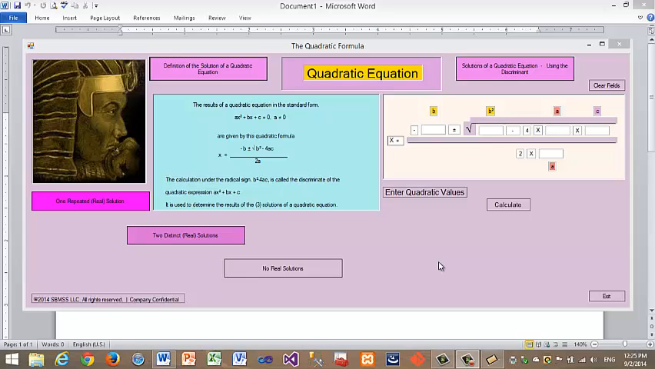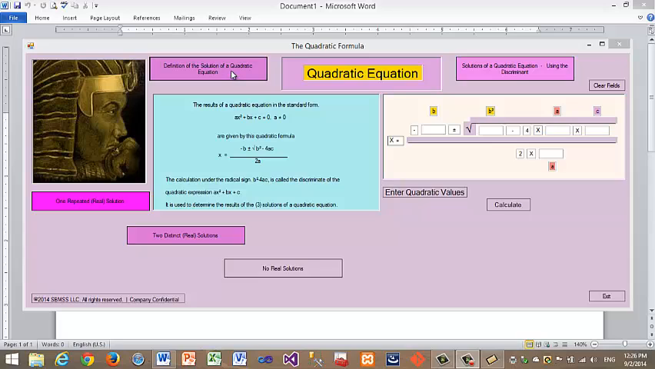The solutions of a quadratic equation in the standard form ax squared plus bx plus c equals 0, when a is not equal to 0, are given by the quadratic formula: x equals minus b plus or minus the square root of b squared minus 4ac, divided by 2a. The quantity under the radical sign, b squared minus 4ac, is called the discriminant of the quadratic expression ax squared plus bx plus c. It is used to determine the nature of the solutions of a quadratic equation.